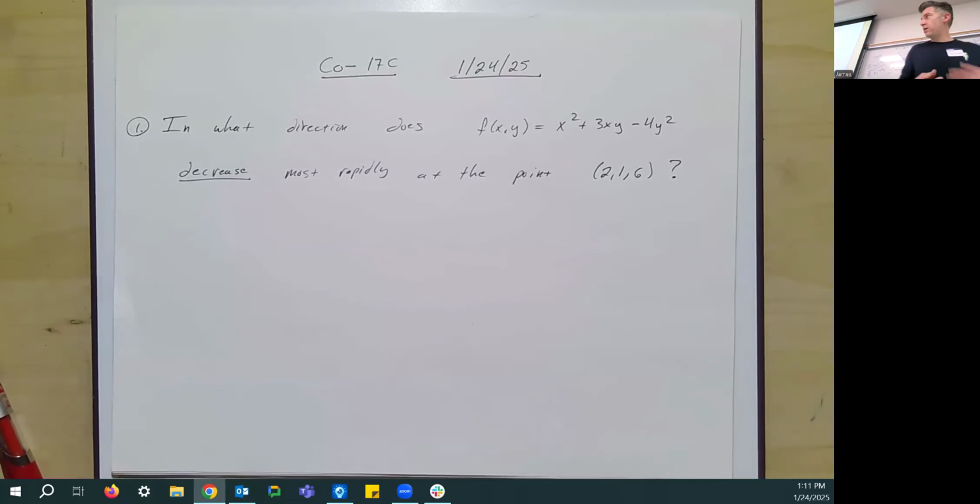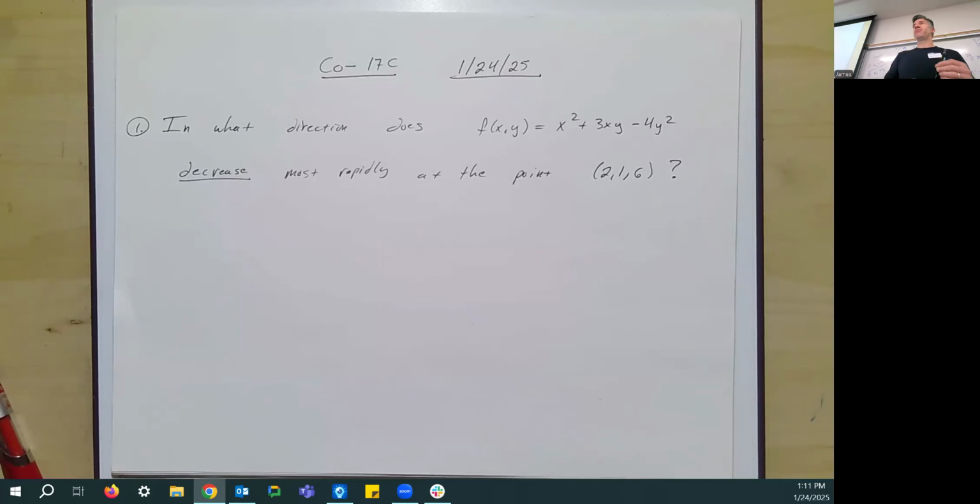All right, let's go ahead and do this one problem and then we'll talk about other stuff. So this question says, in what direction does the function f of x y equals x squared plus 3xy minus 4y squared decrease most rapidly at the point (2, 1, 6)?